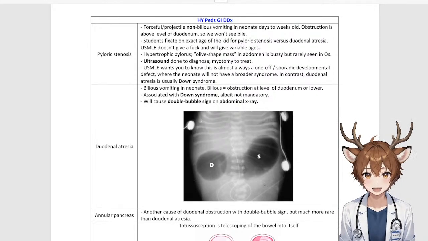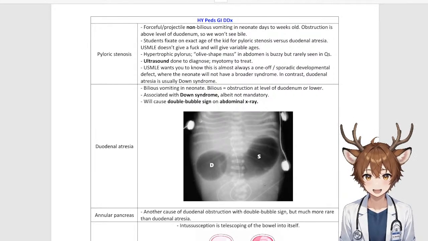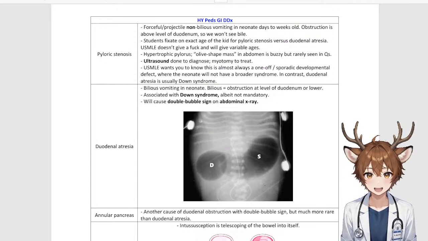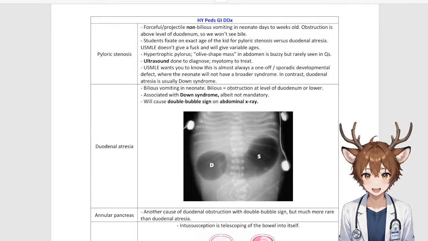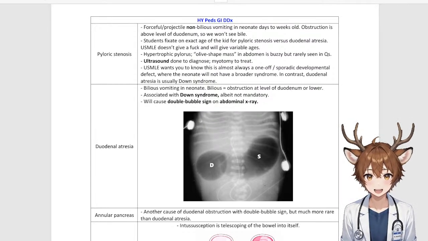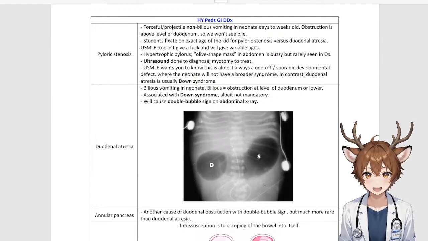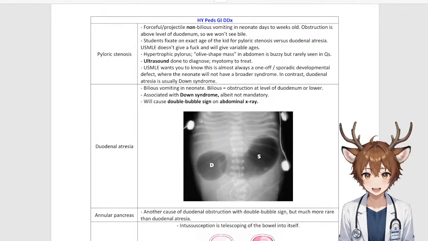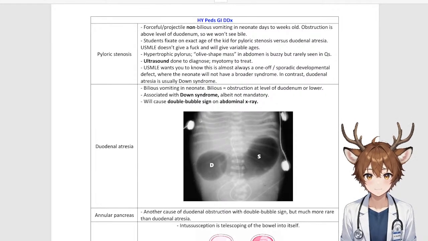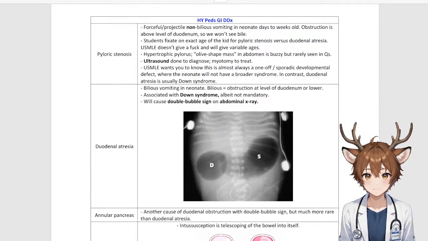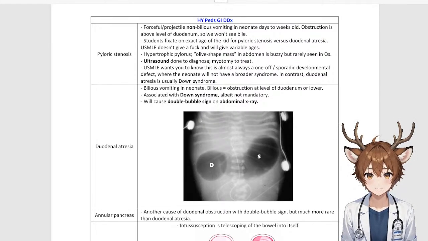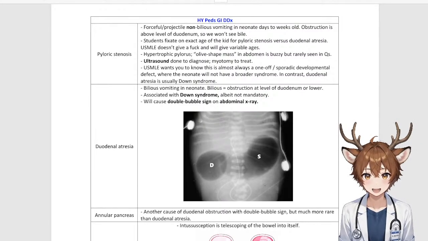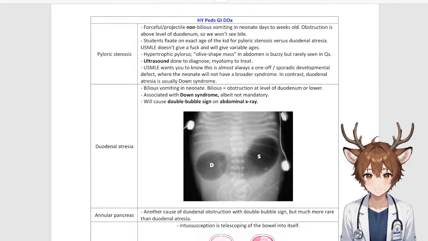Anyway, high-yield peds GI differential diagnosis. Pyloric stenosis: forceful, projectile, non-bilious vomiting in a neonate days to weeks old. Obstruction is above the level of the duodenum, so we don't see bile. Students fixate on the exact age of the kid for pyloric stenosis versus duodenal atresia. The USMLE does not care and will give variable ages. Hypertrophic pylorus, or olive-shaped mass in the abdomen, is buzzy but rarely seen in questions. Ultrasound is done to diagnose, myotomy to treat.